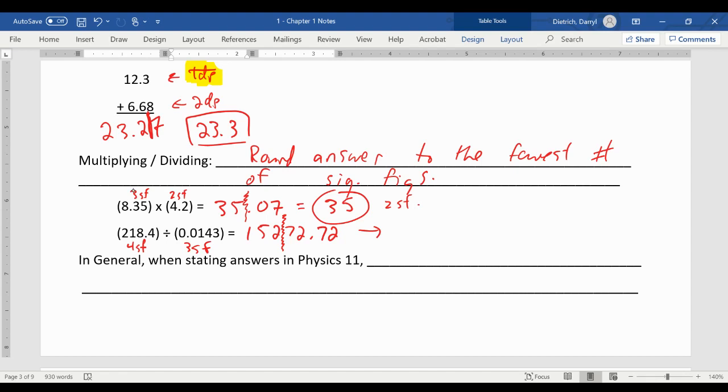So we want to state 3 sig figs, so we'll use scientific notation in this example, where it would be 1.53 times 10 to the, well, how many times do I have to move my decimal place from where we start to where we end? That will be 1, 2, 3, 4 times.